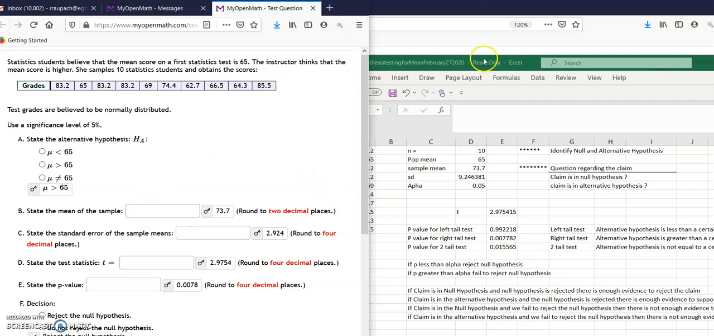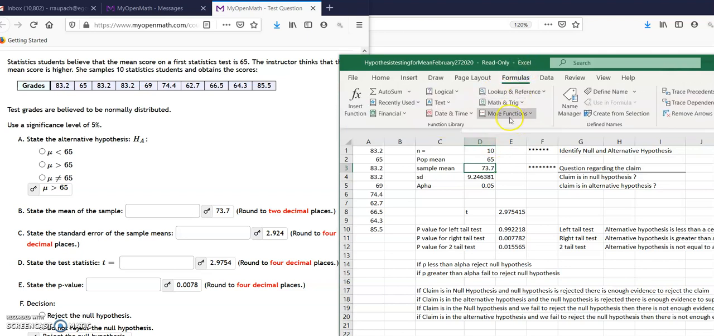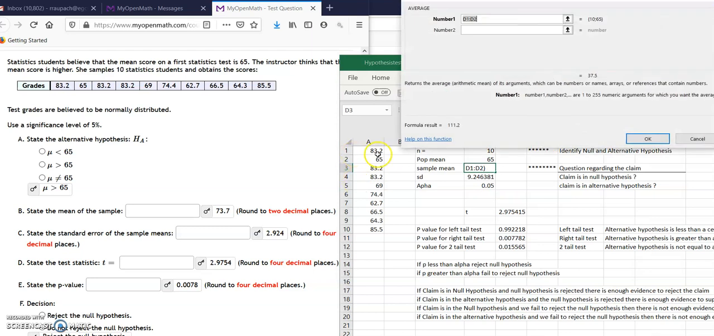First thing you have to do is put the data somewhere on the spreadsheet. I just copy the data here. N is 10, that's the sample size. There's 10 pieces of data. The population mean is 65. That's what goes here, that's what the students believe it is. The sample mean you do by formulas, more functions, statistical, average, and then highlight all the data, okay?